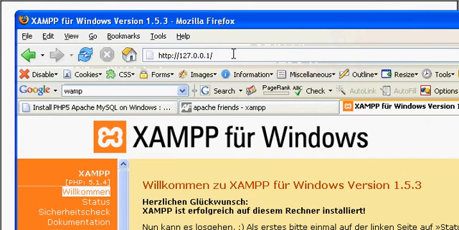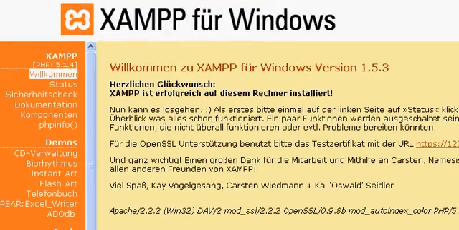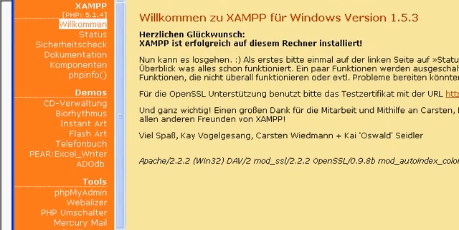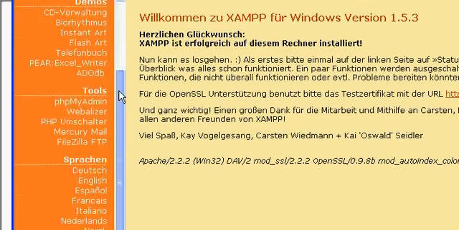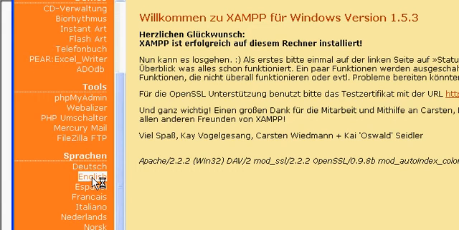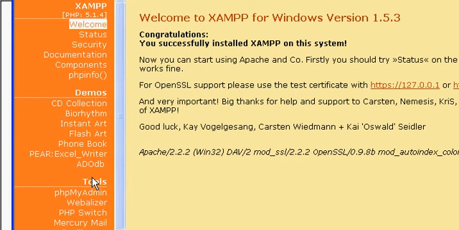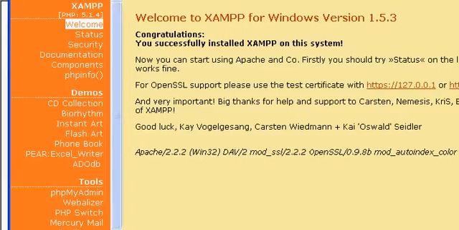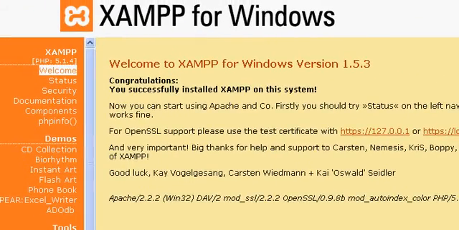So we got 127.0.0.1. We hit go, and we know we're up and running because we got our default XAMPP für Windows page. Of course, I guess this is German. We're going to scroll down, and under Sprachen, we're going to select English. There we go. We load up our XAMPP Windows page. Congratulations, you have successfully installed XAMPP on this system.